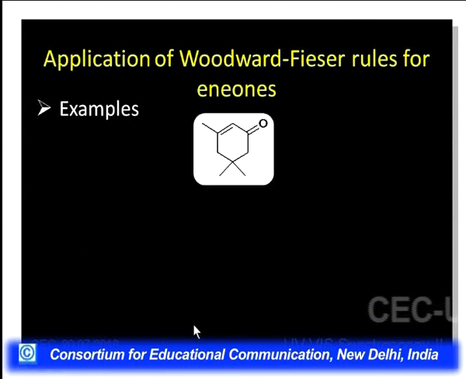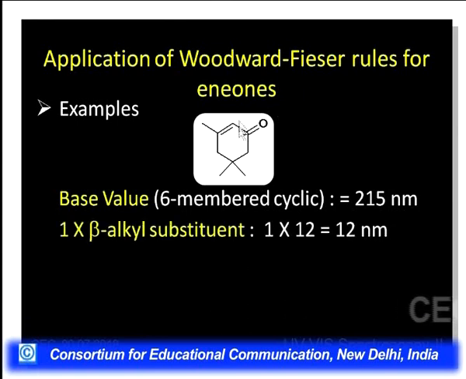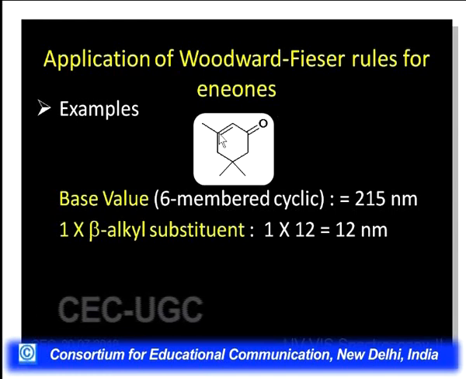Okay, second example. For this case what do I have? The base value now is 215, because this is part of a 6-membered cyclic ring, and because this is the chromophore, this is my alpha position, this is the beta position.